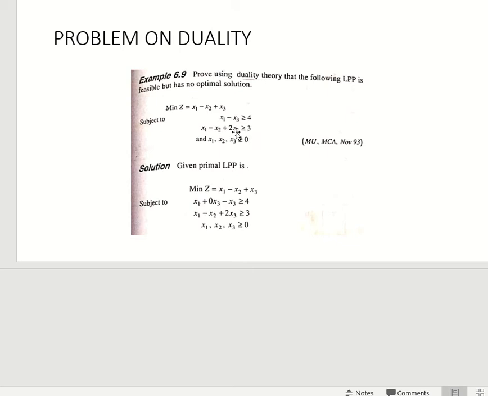Now first write: minimize z = x1 - x2 + x3, and in the first constraint there is no x2, so plus 0x2, minus x3 ≥ 4. The next inequality you have to write the same, because it is already in the standard form, that is x1 - x2 + 2x3 ≥ 3, where x1, x2, x3 are all positive.